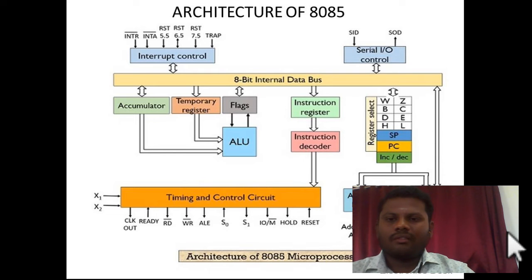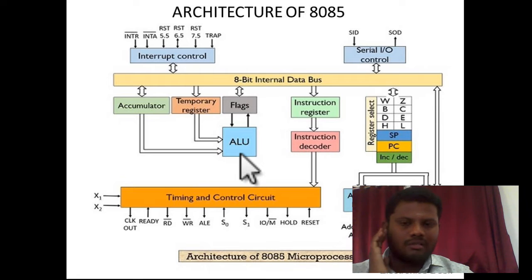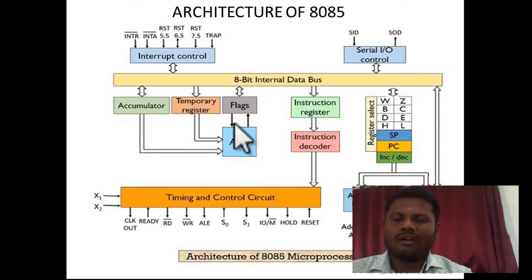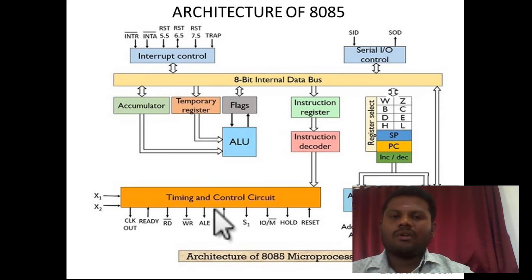We start with the first one, the ALU, the arithmetic and logic unit, which is very important, along with the accumulator, temporary register and flags. We will see what these are one by one. After that comes another important part, the timing and control unit. Whatever inputs are given to the microprocessor, the timing and control unit controls the output we need. There is also interrupt control.